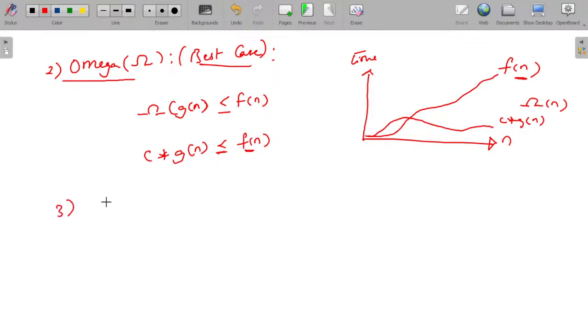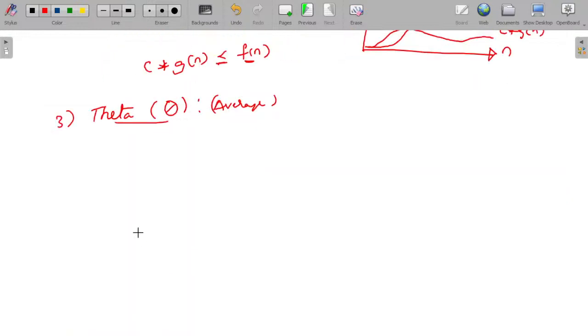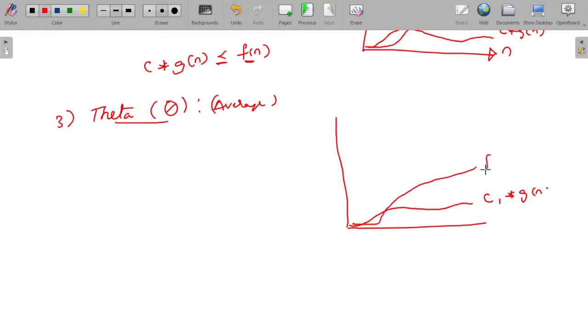Now we will discuss theta notation. Theta notation can be represented like this. It is used to represent average case time complexity, so it is going to use two bounds. The graph would look something like this. It takes a lower bound, C1 into g of n, and if you think this is the reality time f of n, we also have an upper bound, which is C2 into g of n.